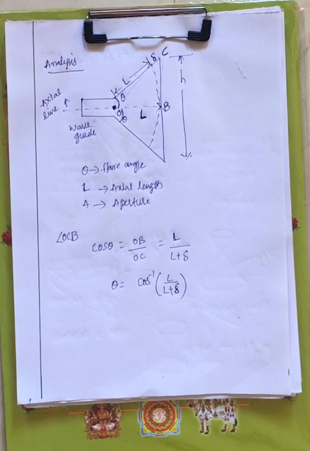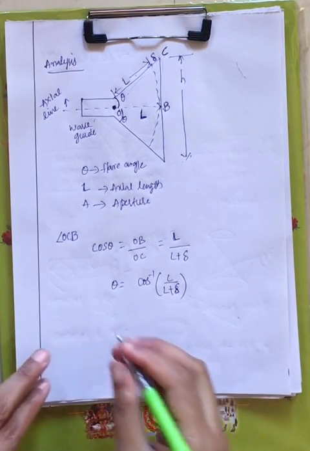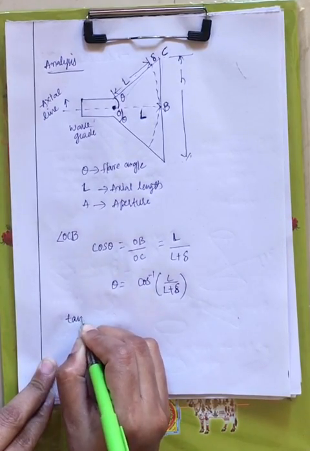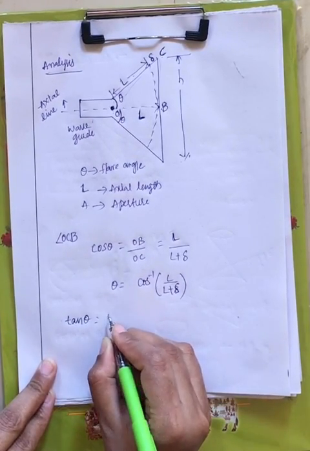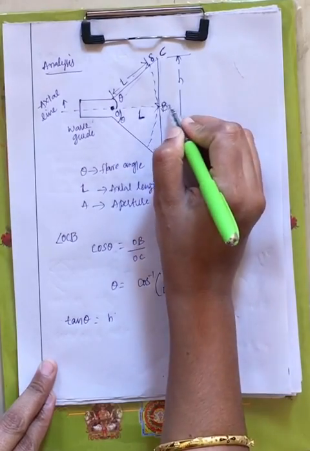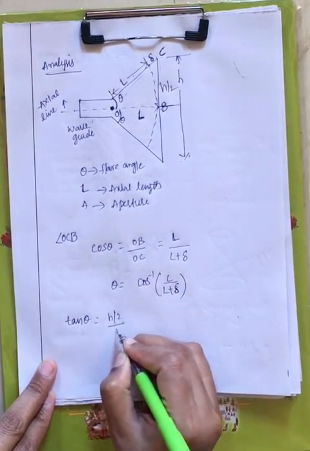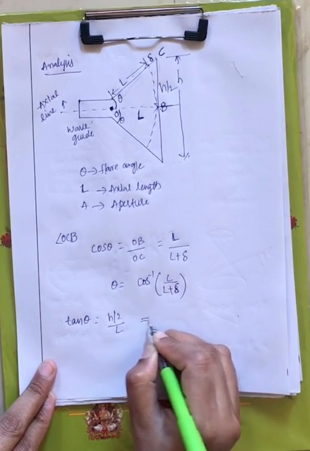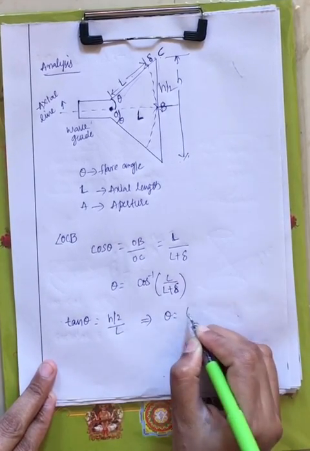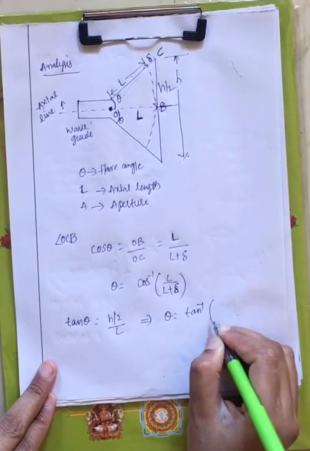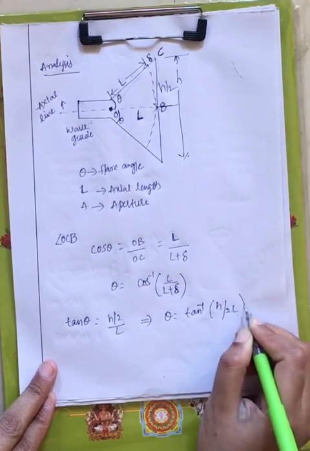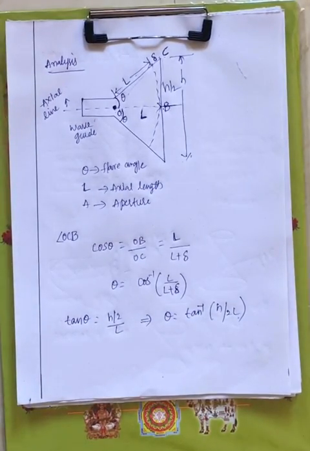Now similarly from this right angle triangle, what is tan theta? Tan theta is nothing but, till here it is h by 2, so h by 2 by L. From this equation you will get theta equals tan inverse of h by 2L.